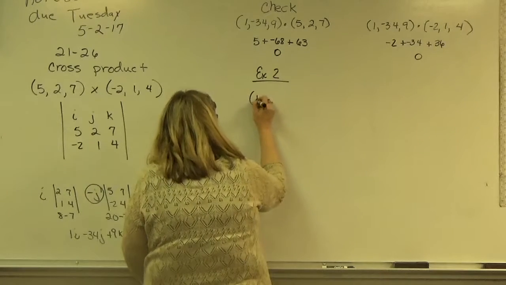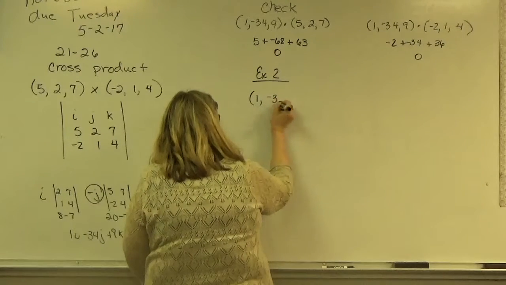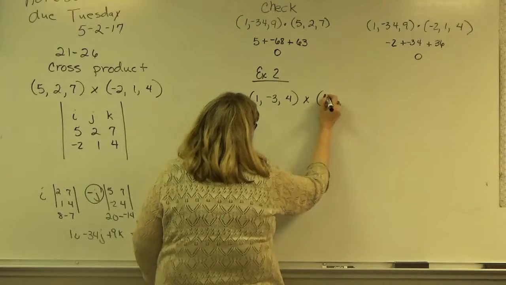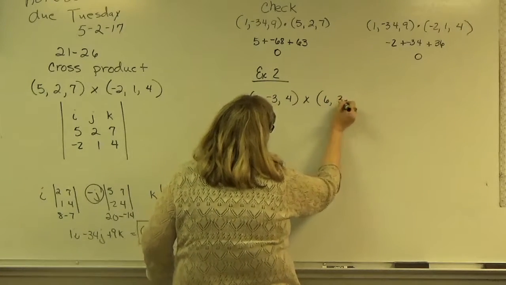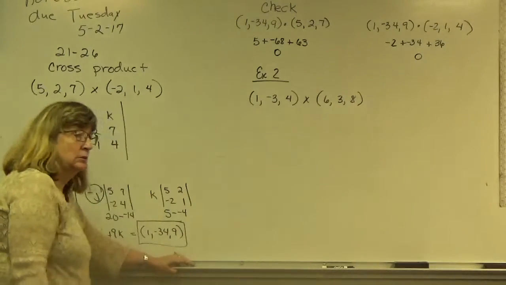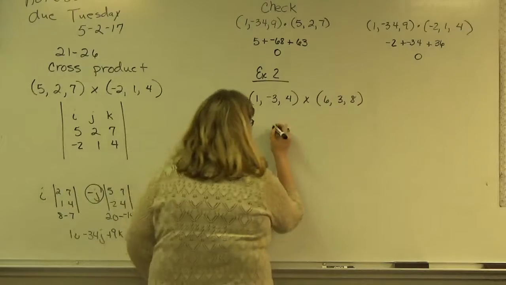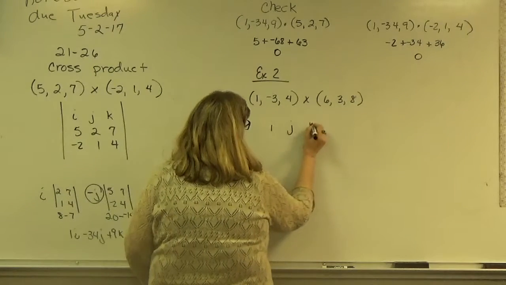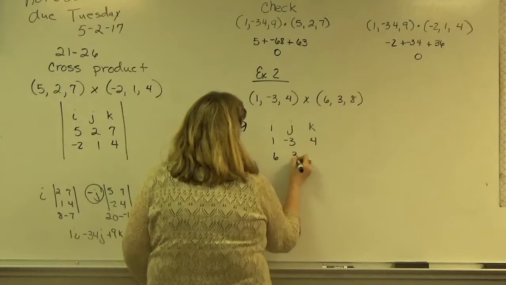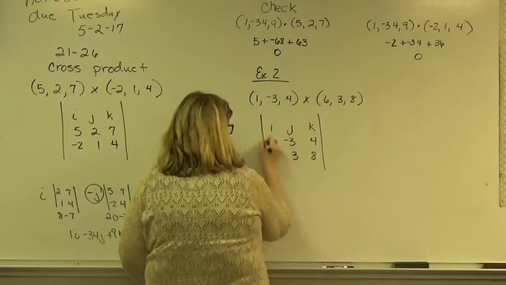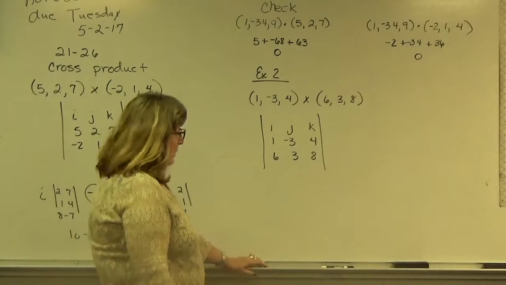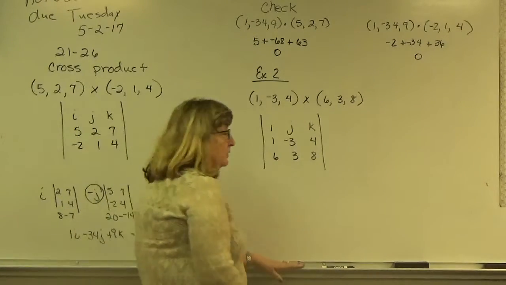Let's say I've got 1, -3, 4, and I want the cross product of it and 6, 3, 8. So what do we do first? Put it in the box. Determinant. i, j, k. 1, -3, 4, 6, 3, and 8. And we use expansion around the first row, the ijk.